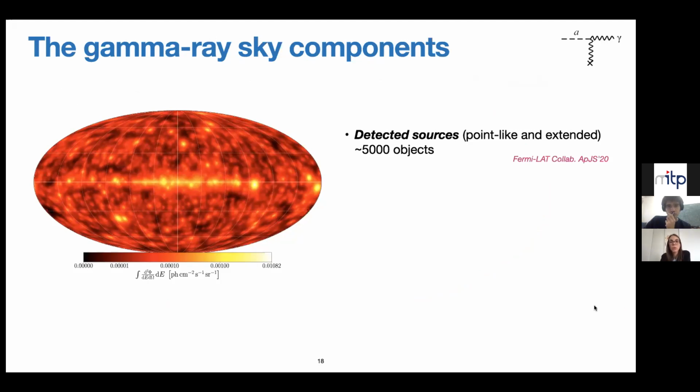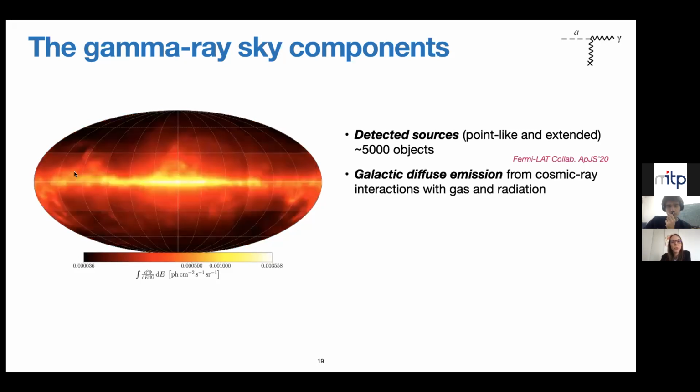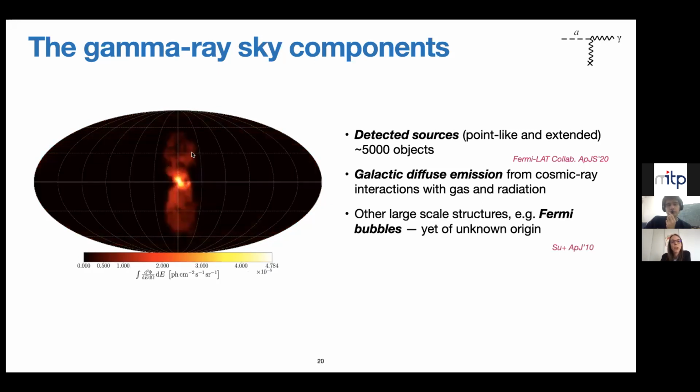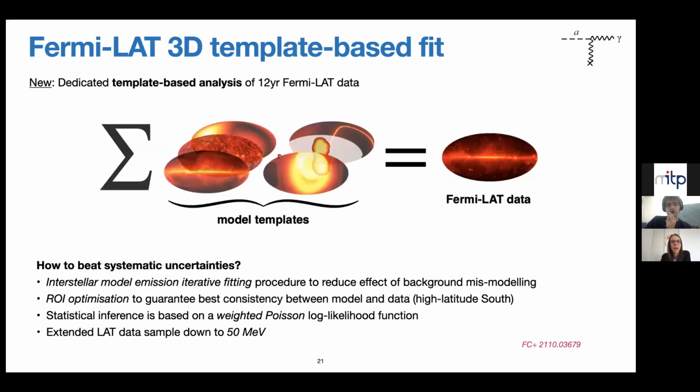To do so, you have to decompose your sky in different components. The brightest one is represented by detected sources, which are about 5,000 objects that you have to mask from your search. You have the bright diffuse emission that comes from the interaction of cosmic rays that are injected by cosmic ray sources into the interstellar medium and then interact with gas and radiation field, and this is called the galactic diffuse emission. And then you have also large-scale structures like the Fermi bubbles or Loop 1 that you have to take into account when you want to perform searches for new additional contribution to the gamma ray sky.